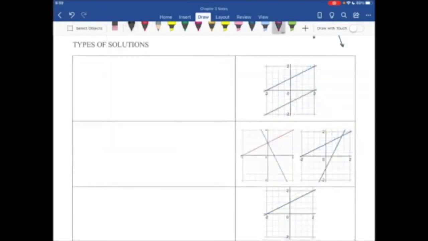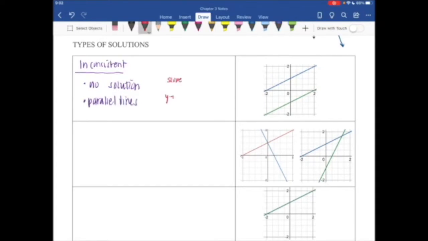Systems of equations produce three different types of solutions. The first one is called an inconsistent solution. With inconsistent solutions, we're going to have no solution. And if we look at the graph to the right, we can tell why. We have parallel lines. Now, when we think about what that means in terms of the slope and the y-intercept, the slope of parallel lines is always the same, but the y-intercept has to be different.